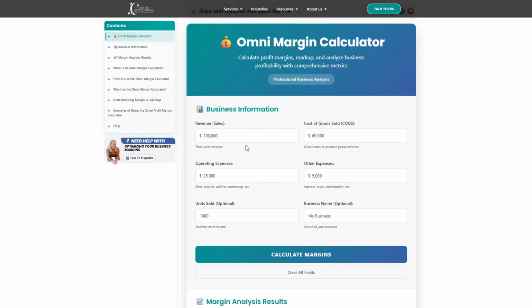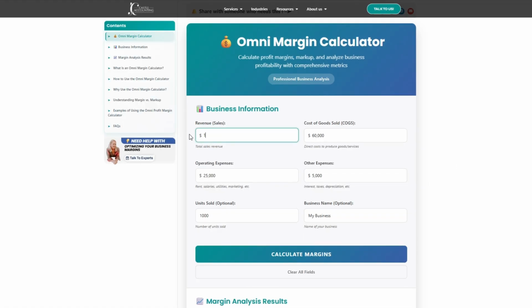The Omni Margin Calculator helps you understand your business profitability in a very clear way. It shows you your gross profit, operating profit, net profit, and even your markup, all in one place. Instead of guessing or using complicated spreadsheets, you just enter a few numbers and instantly see the full picture.